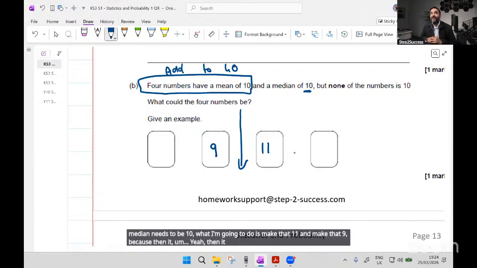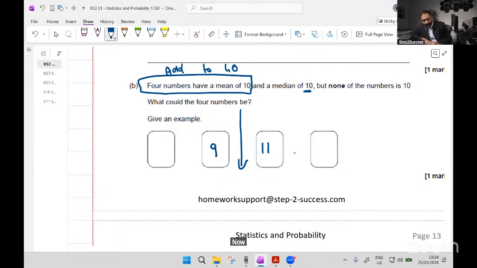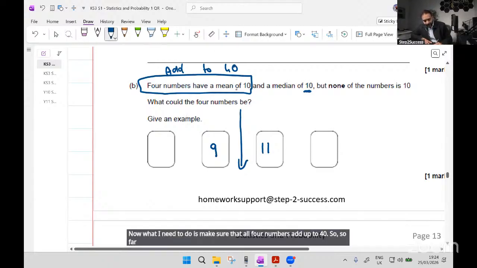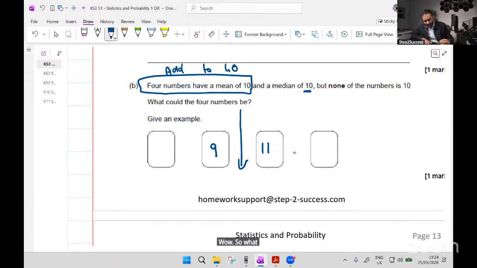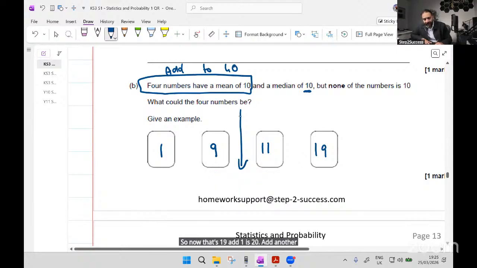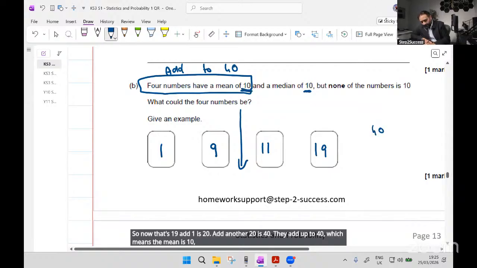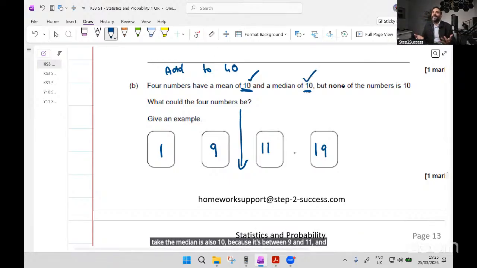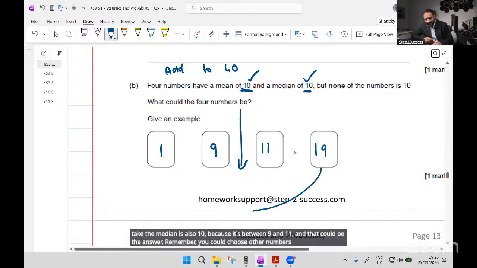because then it's 10. The median is 10. Now what I need to do is make sure that all four numbers add up to 40. So far I've got 20. I'm not allowed to use 10, so I can't use that. So what I might just do is 19 and 1. So now 19 add 1 is 20, add another 20 is 40. They add up to 40, which means the mean is 10, because you do 40 divided by 4. So the mean is 10, tick. The median is also 10 because it's between 9 and 11. And that could be the answer. Remember, you could choose other numbers here. You could have got 18 and 2.